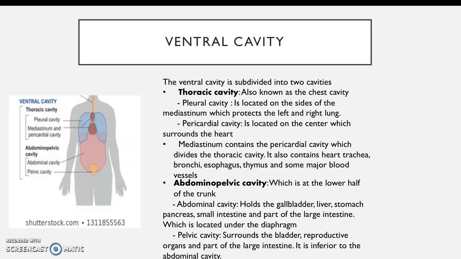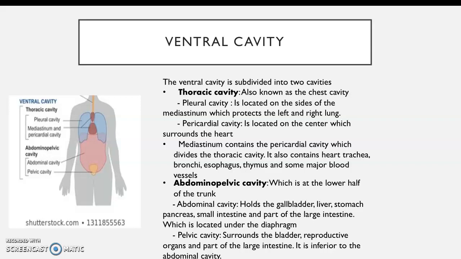The pleural cavity is located on the sides of the mediastinum and protects the left and right lung, meaning the left pleural cavity protects the left lung and the right pleural cavity protects the right lung. The pericardial cavity is located in the center and surrounds the heart. So the pericardial cavity is in between the left pleural cavity and the right pleural cavity.